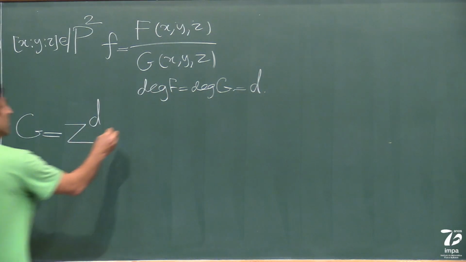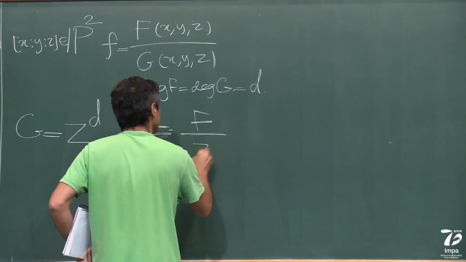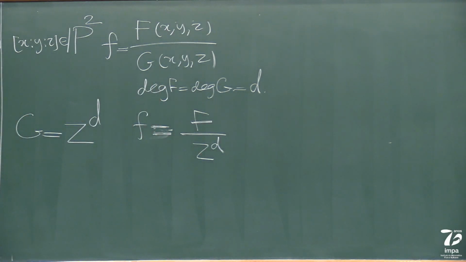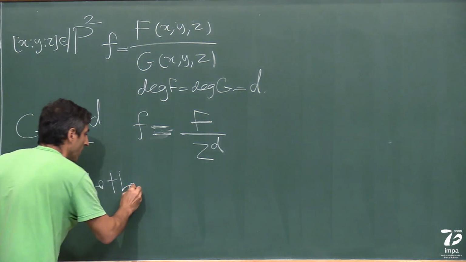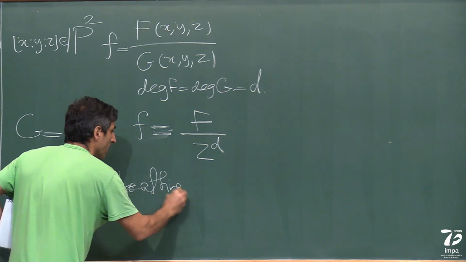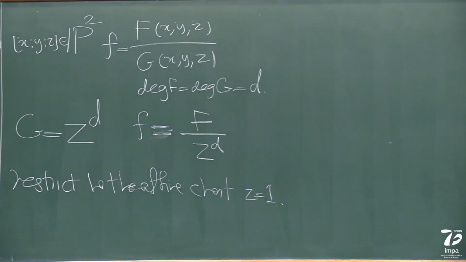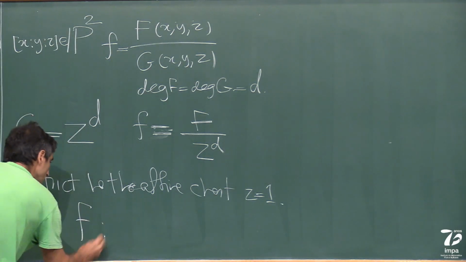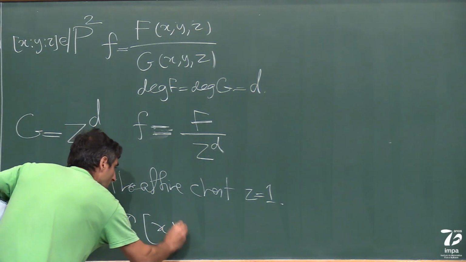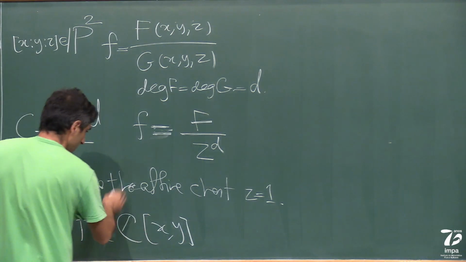So my rational function will be f over z to the d, and then restrict to the affine chart z equal to 1. When you do this, we are in the case of what's called Hamiltonian. F is a polynomial in x, y of degree less than or equal to d, but let's take degree of f equal to d.